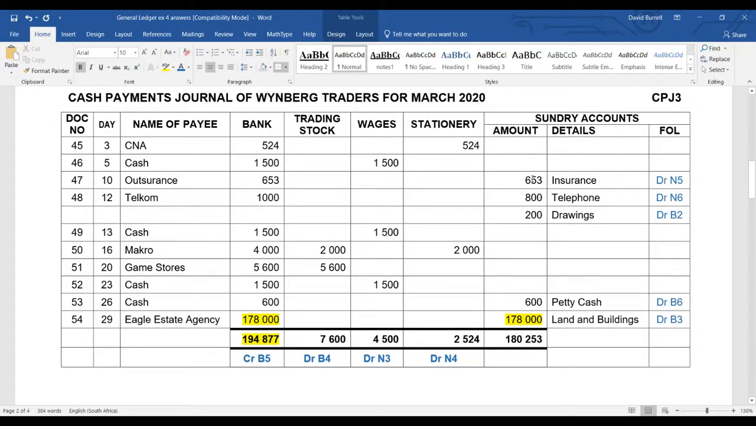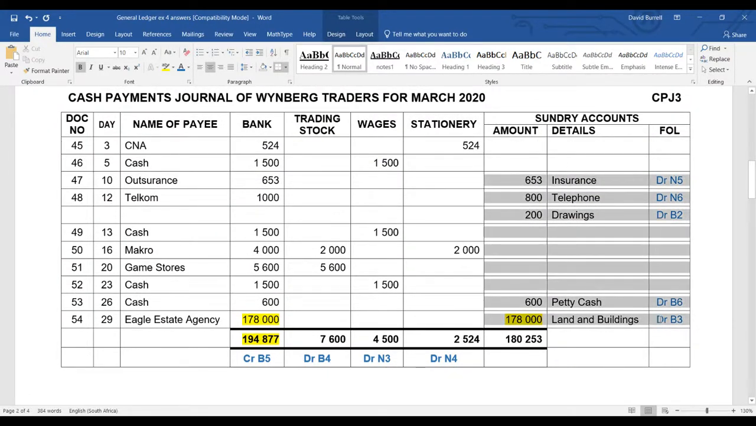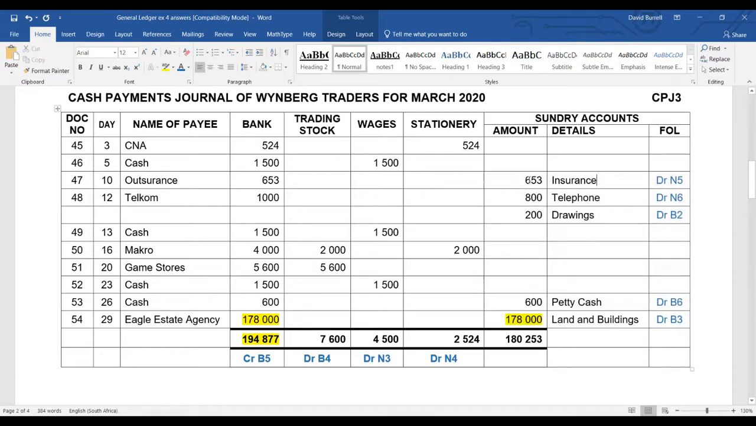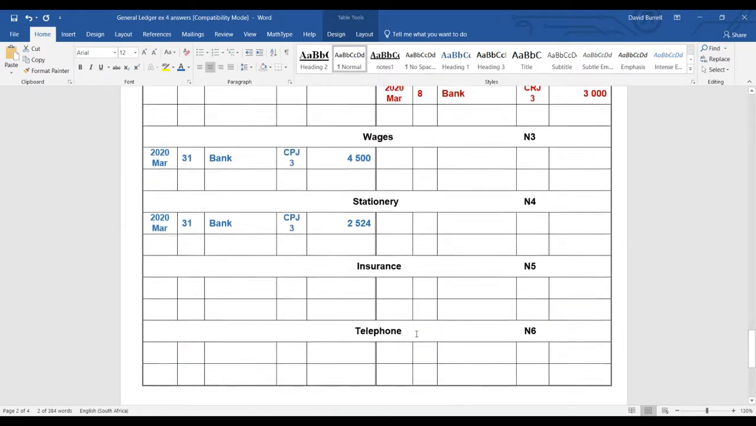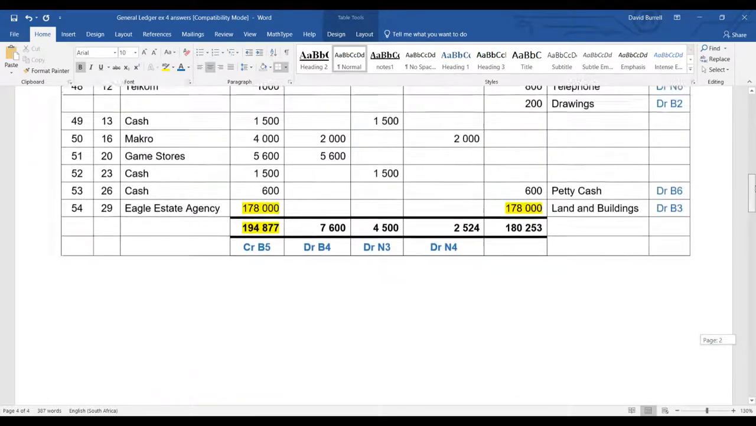So now we need to go through all of these amounts and post them to the relevant ledger accounts from our sundry accounts column. The first one is insurance, an amount of 653 goes to the debit side of account N5. Nominal section because insurance is an expense. So that's 653 Rand on the debit side of account N5. 2020 March. And of course, this one was not a column total, so we would need to go and just check the date very carefully.